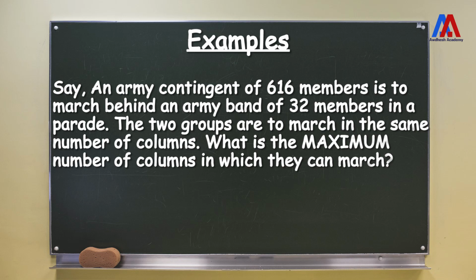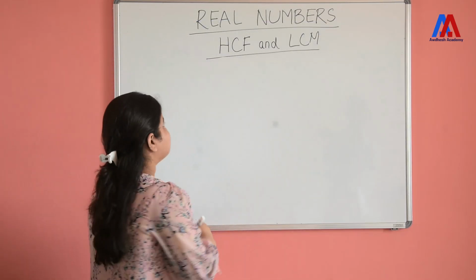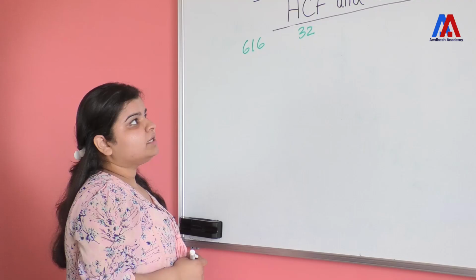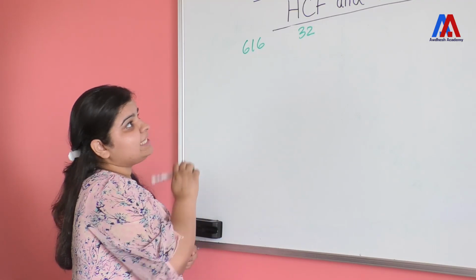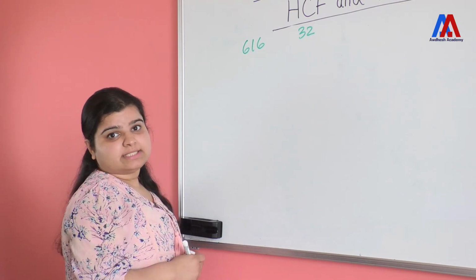Say we have an army contingent of 616 members is to march behind an army band of 32 members in a parade. The two groups are to march in the same number of columns. What is the maximum number of columns in which they can march? So here we have two numbers, that is 616 and 32. Now whether to find the LCM or HCF of these given numbers lies in the question itself.